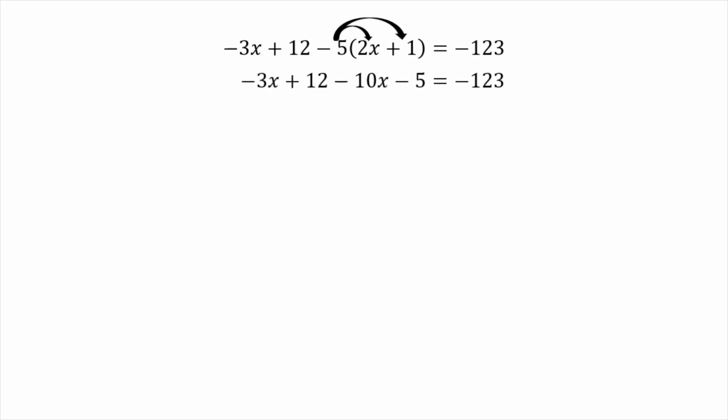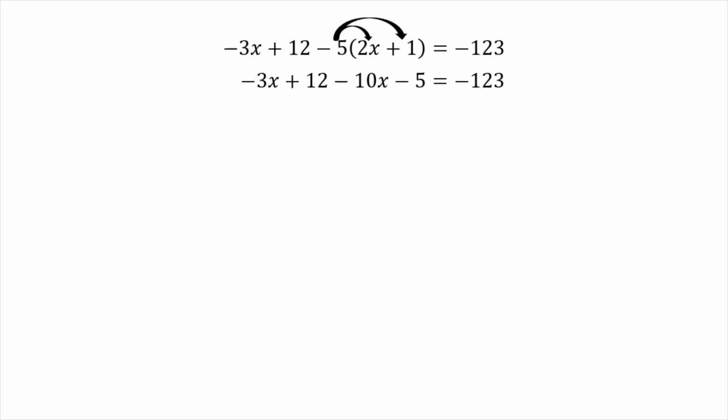Okay, third problem is certainly a challenge. We've got negative numbers, parentheses, we have a whole bunch of stuff we need to deal with. So PEMDAS tells us that we have to deal with our parentheses first. Since we don't know what x is equal to, we can't solve what's in the parentheses, so we need to use the distributive property. And that is going to require us to multiply negative 5 times 2x and negative 5 times 1. So let's rewrite this equation after distributing. So we end up with negative 3x plus 12 minus 10x. We get that from negative 5 times 2x minus 5, and we get that from negative 5 times 1.